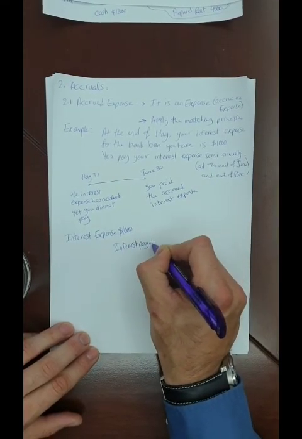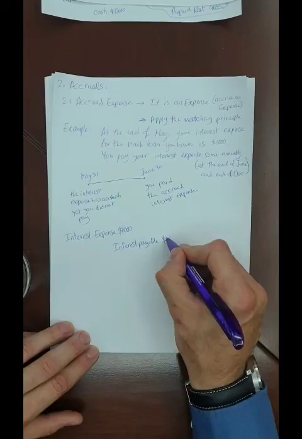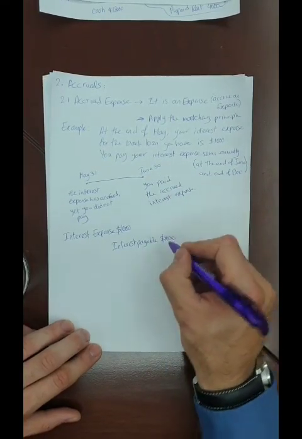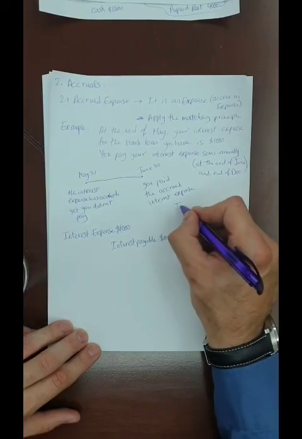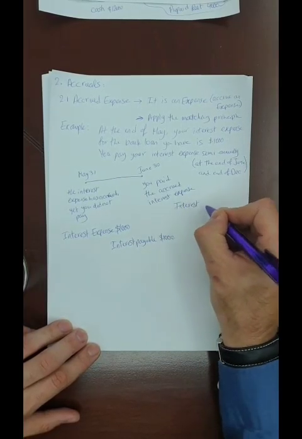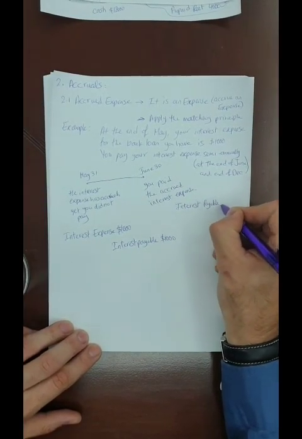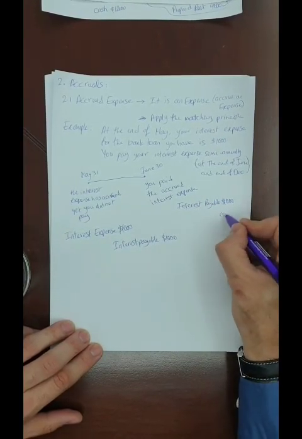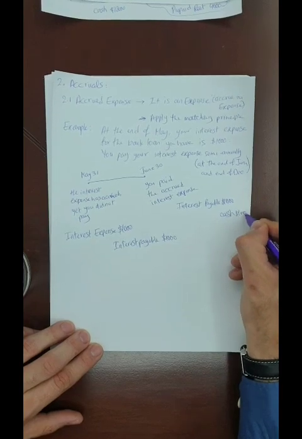Interest payable, any type of payable, is a liability. On June 30, you pay it, so it's no more a liability. So interest payable, $1,000. Now we are decreasing liabilities because we paid for it in cash.